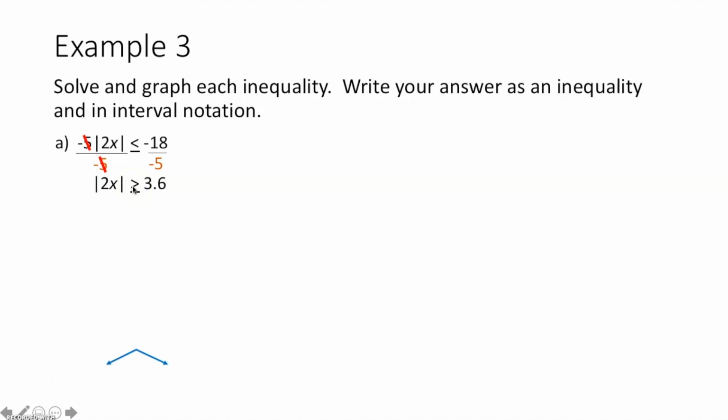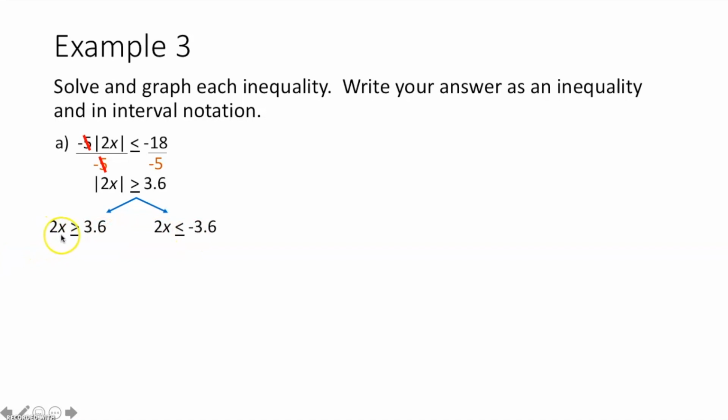So what I can do, we're going to break it into two separate inequalities. The first is going to be exactly what you see without the absolute value. 2x is greater than or equal to 3.6. The other one, what's inside the absolute value stays the same. 2x, I flip my inequality sign, is less than or equal to, and then the opposite of this expression, -3.6. Sweet, let's solve each of these separately.